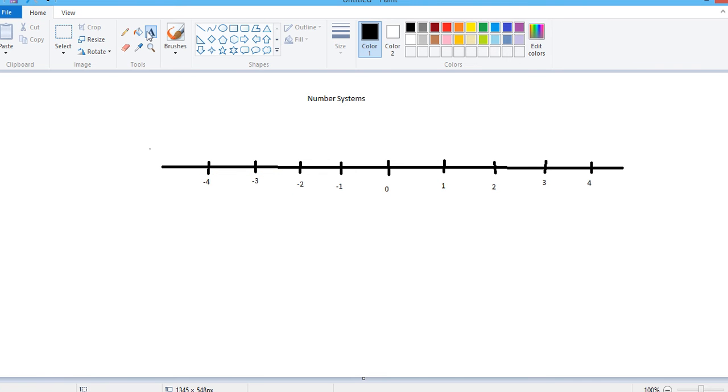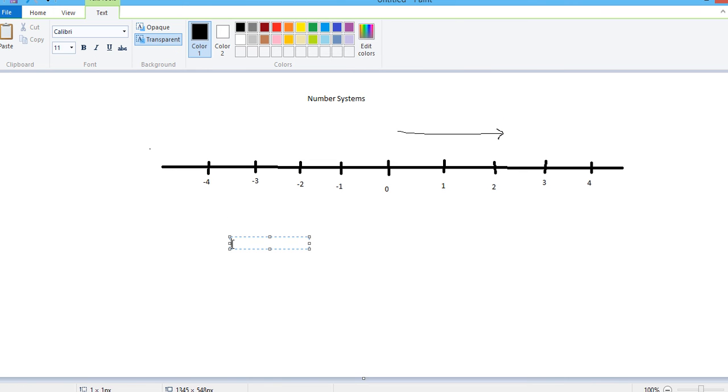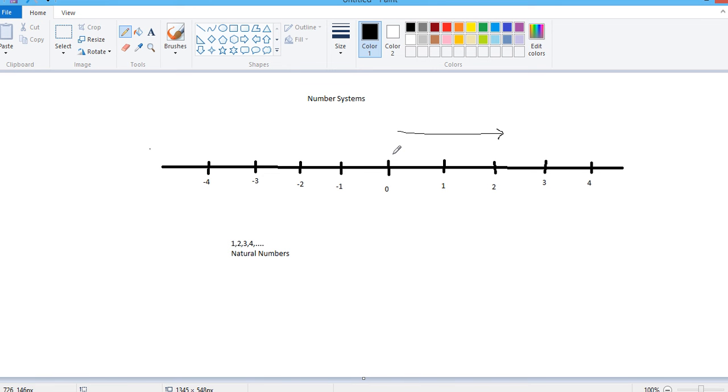So now let's imagine a guy is going across this line and he is picking all of the numbers 1, 2, 3, 4 and so on. So now in his basket there are numbers 1, 2, 3, 4 and so on. Then these are all called natural numbers.